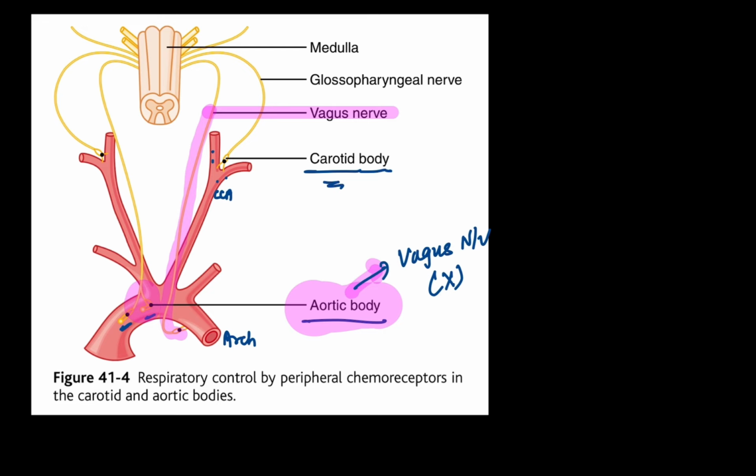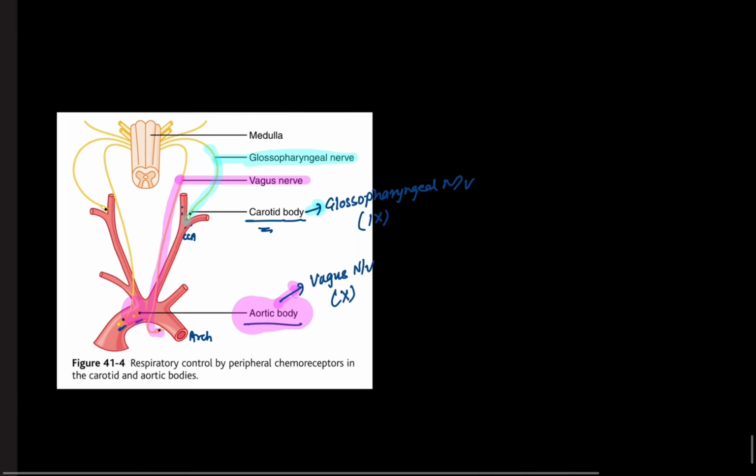Similarly, the carotid body, if you trace its nerve supply, you will find that these carotid bodies are innervated by the glossopharyngeal nerve. So the carotid body is innervated by the glossopharyngeal nerve, and this glossopharyngeal nerve is the 9th cranial nerve, right? This is very important when we discuss the afferent supply later.